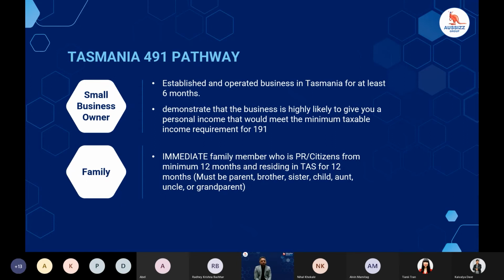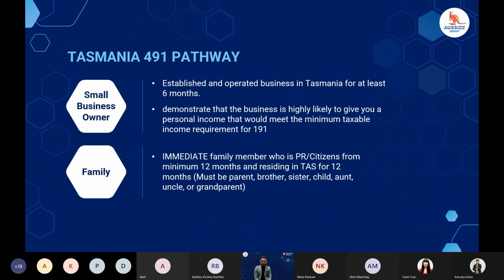So if you can demonstrate that your business can generate that much money, let's say, for example, you operate the business for 6 months, you earn $30,000 as your own salary as taxable income, then that means that by the end of the year you'll have at least 60,000 or more. That is beyond 53,600. So therefore, you're likely to meet the criteria. So you just have to demonstrate that you will be able to generate that much income.